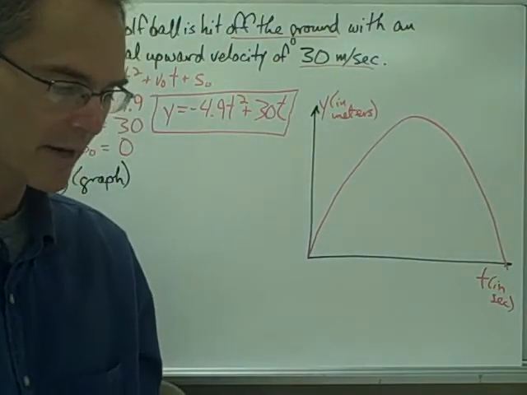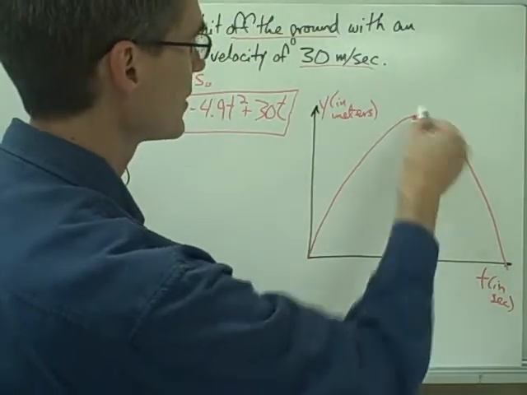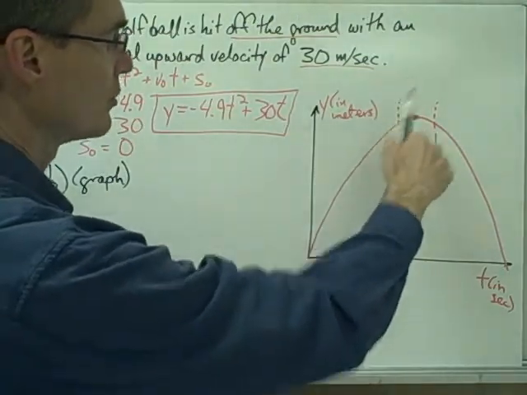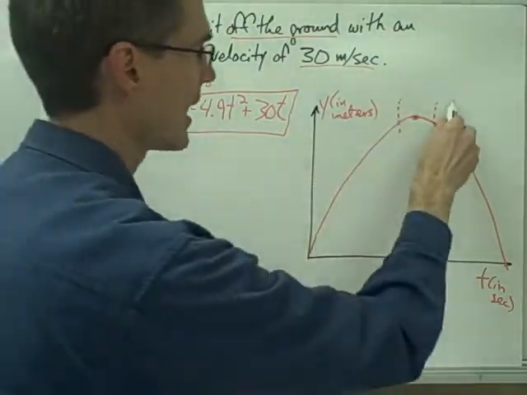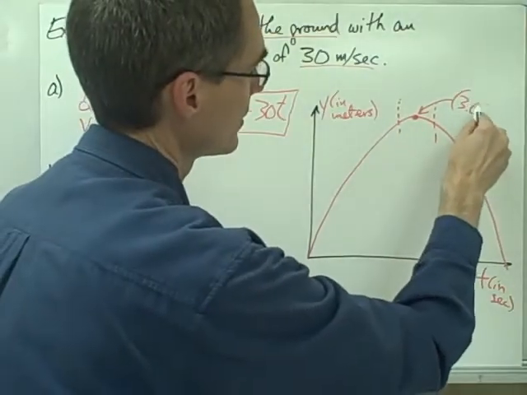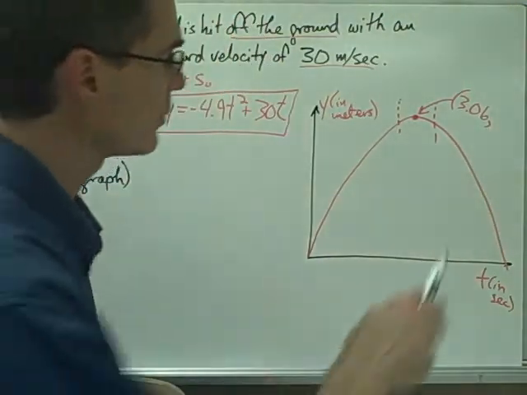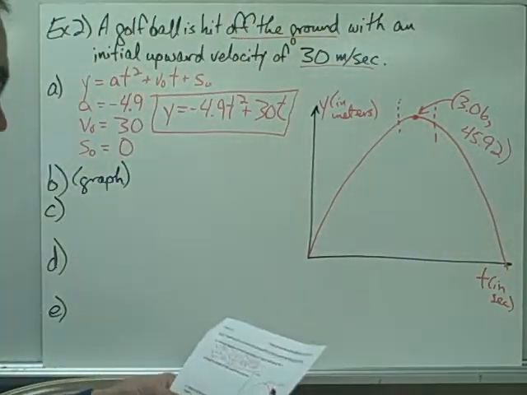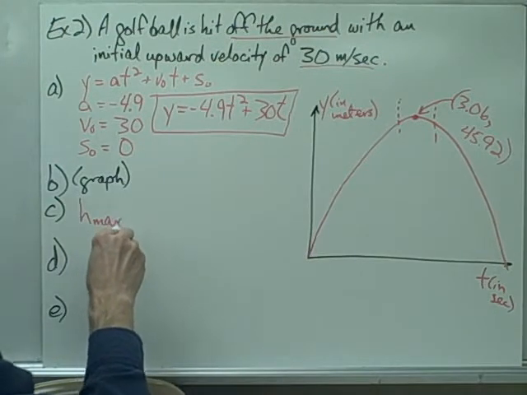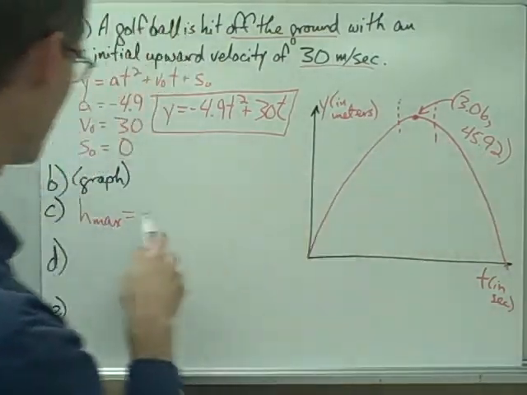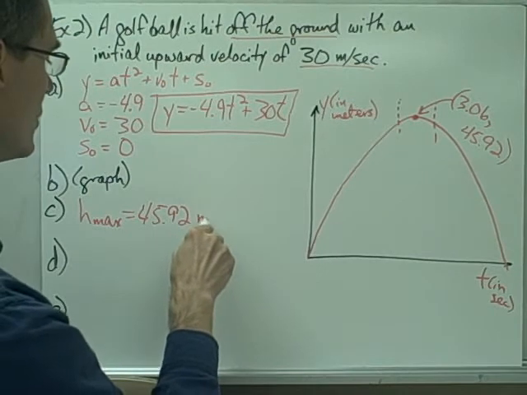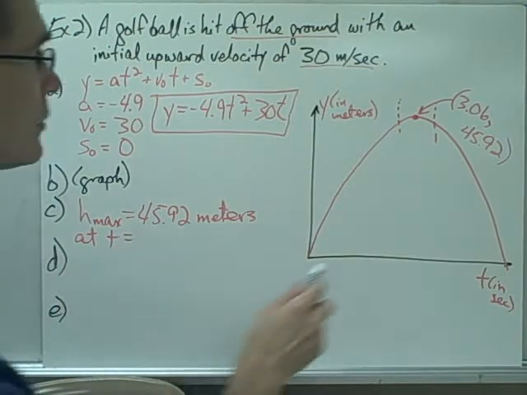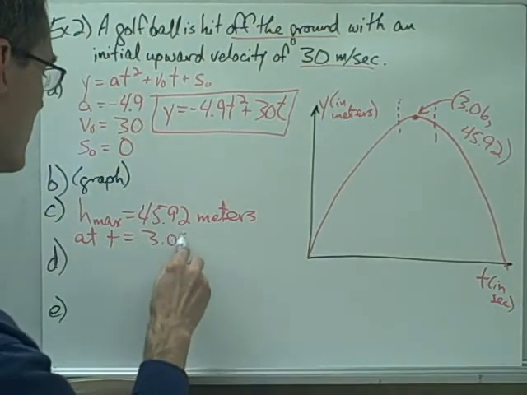Part C, what is the maximum height reached by the golf ball, and when does it reach that height? Well, my maximum height is going to be right here. I'm going to use the maximum function on my graphing calculator to find this maximum value, and I discover that this point has an x value of approximately 3.06 and a y value of approximately 45.92. And that tells me that the maximum height, we call that h max, of my golf ball is this y value, 45.92 meters. And it reaches that height at time t equals 3.06 seconds.